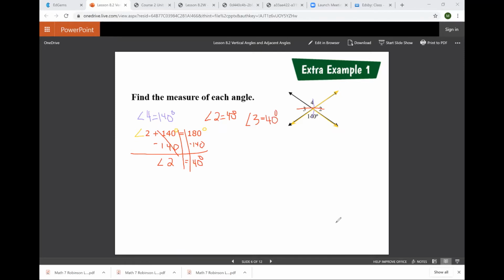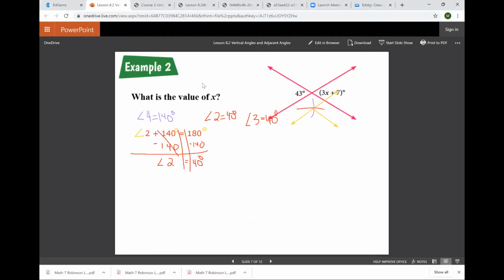All right. Moving on. Maybe. There we go. All right, so I'm gonna clear my drawings.